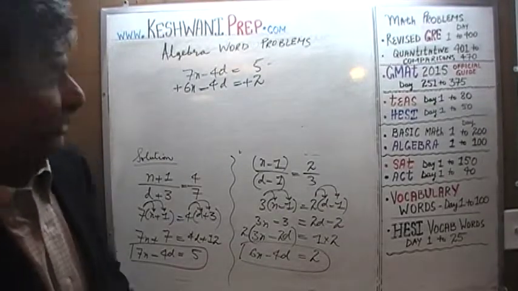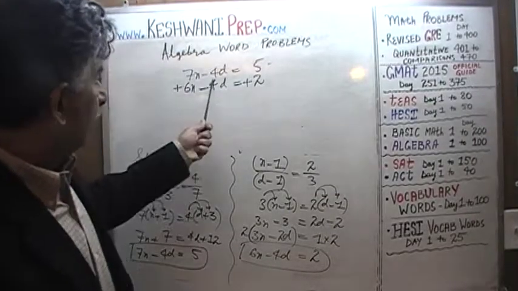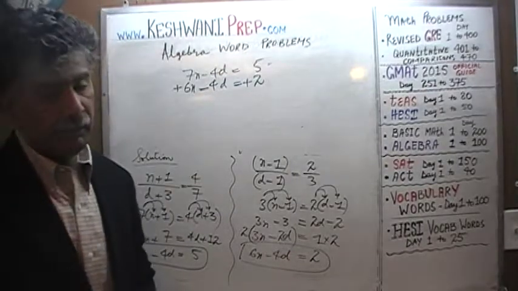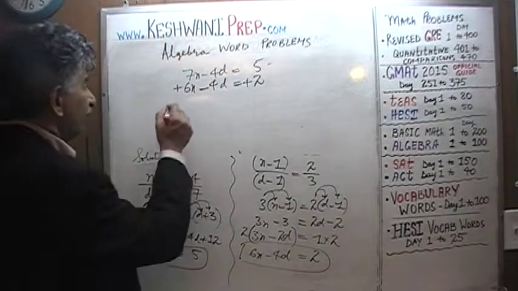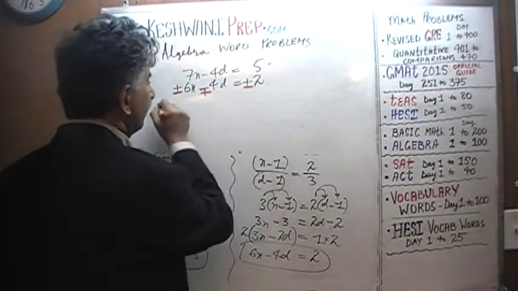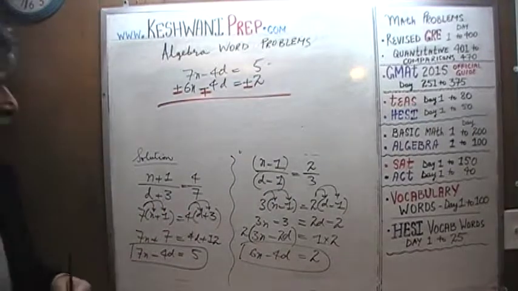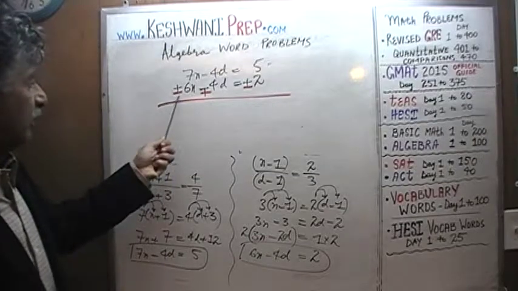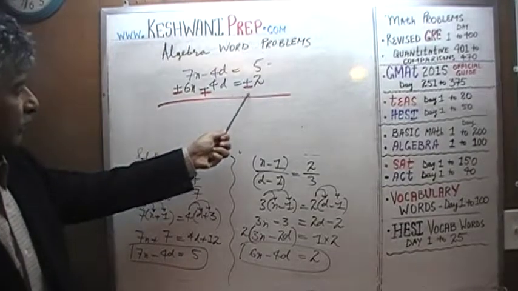Of course, if we were to add the two equations, it won't get us anywhere. We'll end up with negative 4d and negative 4d, which gives negative 8d. That's not what we want. We want to get rid of d. So let's subtract the second equation from the first equation. And when we subtract it, all the signs have to be reversed. So positive becomes negative, negative becomes positive.